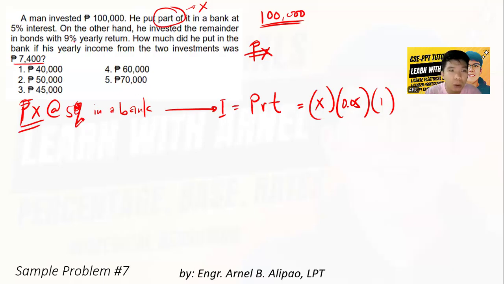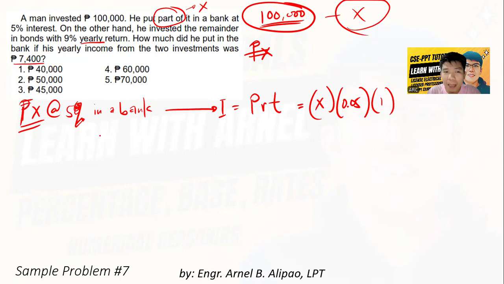Anyway, on the other side, the remaining money is yearly too, so let's assume that. Now, what about the remainder? How much is the remainder? Do we have any idea about the remaining amount of money invested in bonds at 9%? We don't have an exact amount, but we know for a fact that we have 100,000 pesos, right? Then we less X amount invested in a bank.